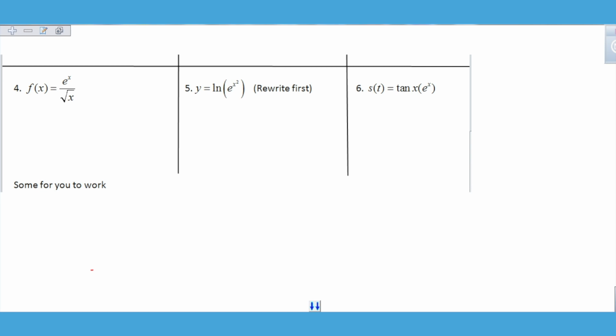Okay, here's some more, and we're only actually going to do 4 and 5, and the reason is because I see a trig function, and we have not talked about trig functions yet, so we'll have to come back and do that one a little later.